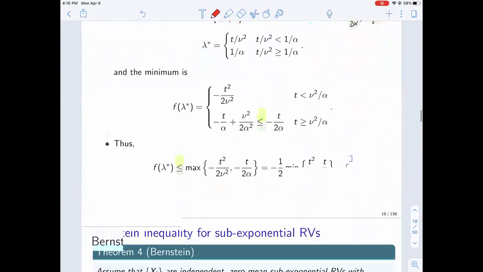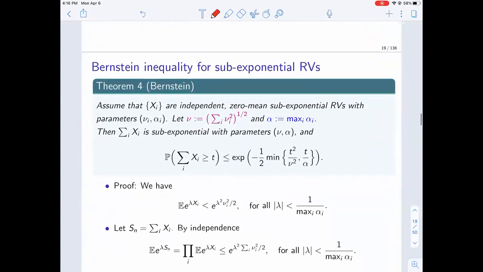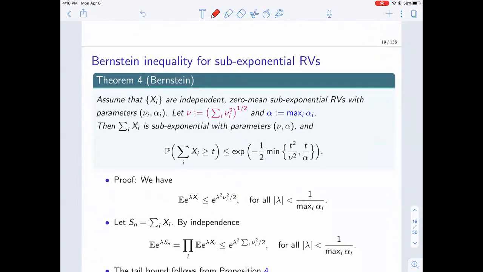Okay, now, no question? So we have the equivalent of the result that we had for independent sub-Gaussian. Let's say, assume that xi is an independent zero mean sub-exponential. So the key is independent. And then zero mean sub-exponential random variables with parameters nu i and alpha i. The summation of them is going to be sub-exponential with parameters nu and alpha, where nu has similar behavior as the sub-Gaussian parameter, but the alpha is like the maximum of alpha i. Okay, so these are going to be the parameters of the new sub-exponential variable.